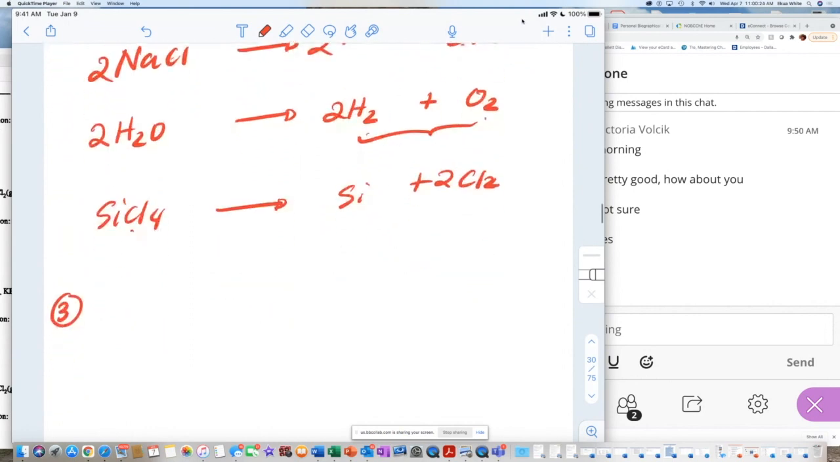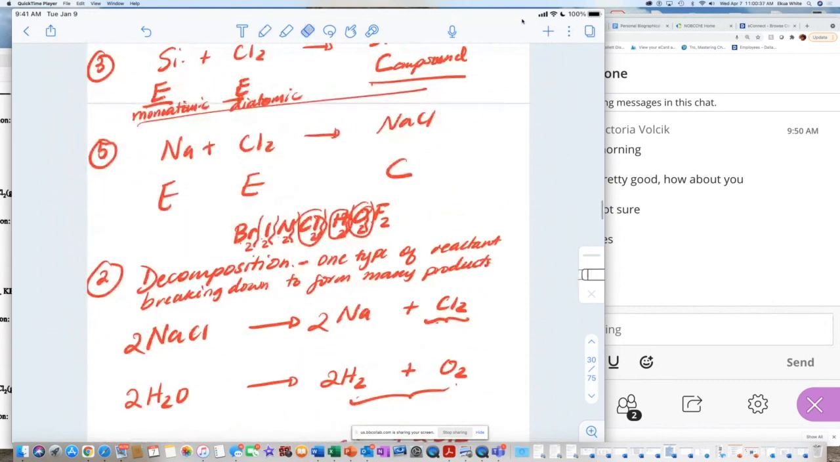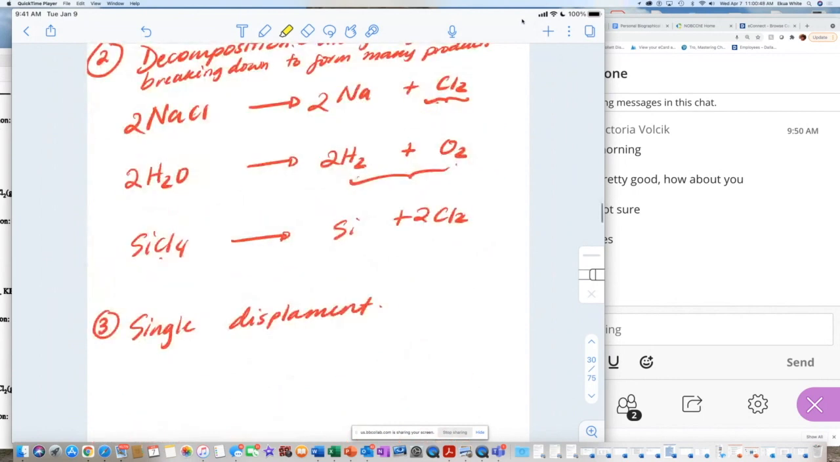Then number three, we have single displacement. In a single displacement reaction, I gave you a format earlier, right? Let me highlight. This is the format: element plus element to give you compound, like a template. Here, I should say compound breaks down to element plus element. Sometimes it can also give you a compound, but if it does give you a compound, it's always a smaller compound. So that's kind of the template, right? Compound breaks down to give you element and element. And if it does give you a compound, it gives you a small compound.